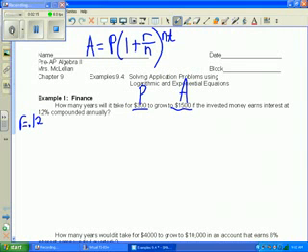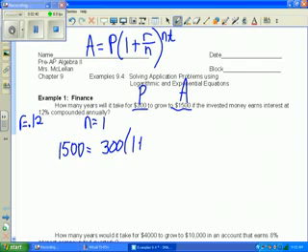And it's compounded annually. So what does that mean our n is? It would be 12 if it was compounded monthly, but compounded annually is 1 time per year. So n is just 1. And then you just fill it into the formula. So here's how that looks. 1,500 equals 300 times 1 plus 0.12 divided by 1, to the 1 times t, or x, whatever.